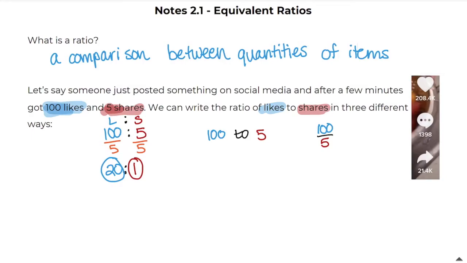Now that's not always the case. This is just giving you an example of what it looks like. So we could also say it's 20 to 1. Or we could say for every 20 likes, there is 1 share. It doesn't matter which way you say it, as long as you say that the likes are the larger quantity and the shares are the smaller quantity. And as a fraction, we could say 20 over 1.